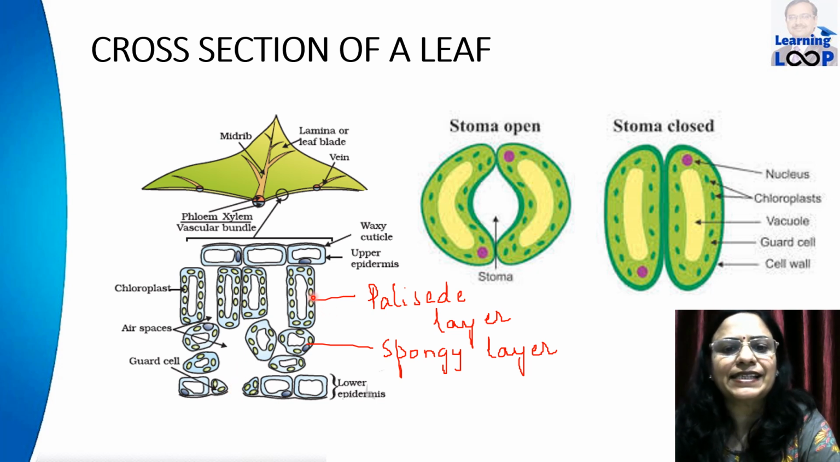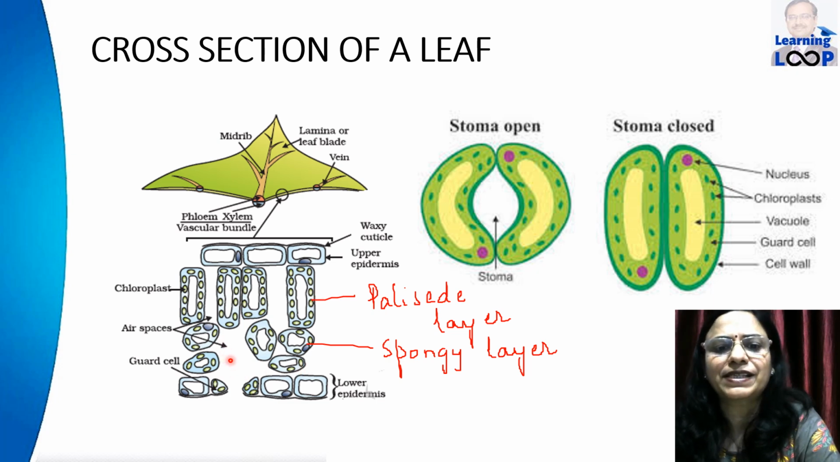And it's the palisade layer and the spongy layer together which forms the mesophyll, where the chloroplasts are present. So remember, photosynthesis does not take place in the upper epidermis and the lower epidermis because there are negligible chloroplasts present here. But all the photosynthesis takes place in the palisade and the spongy layer.